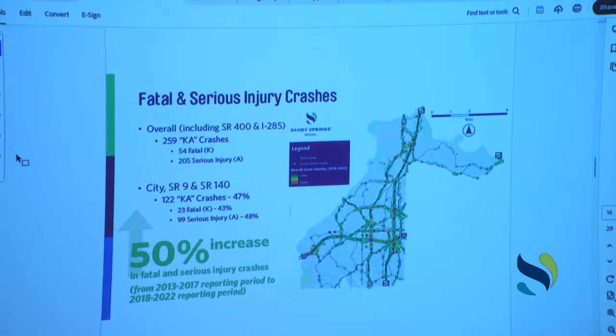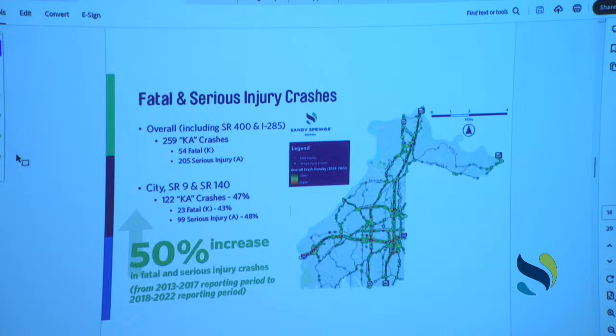Like I said, fatal and serious injury crashes are really the focus of this plan. There were about 259 reported fatal or severe injury crashes that happened inside the city, which includes both State Route 400 and 285. Then if we scale back to state routes or city-owned streets, that's about 122 fatal and severe injury crashes.